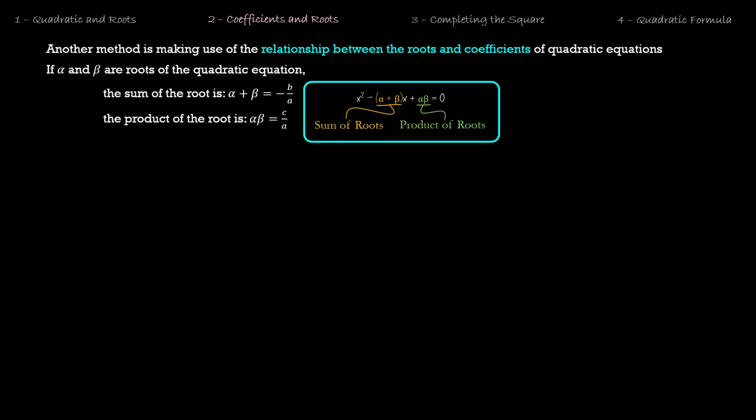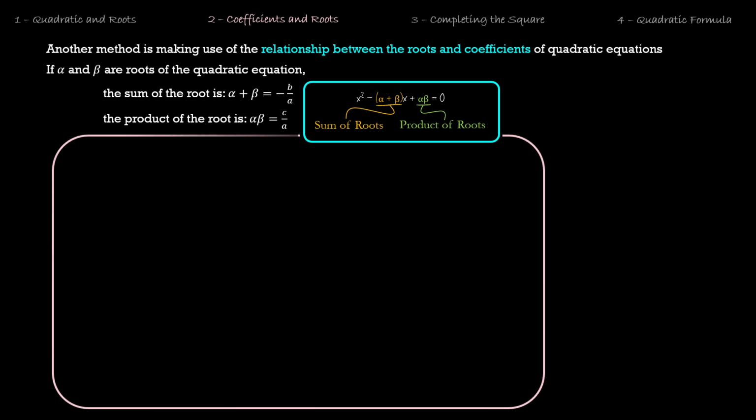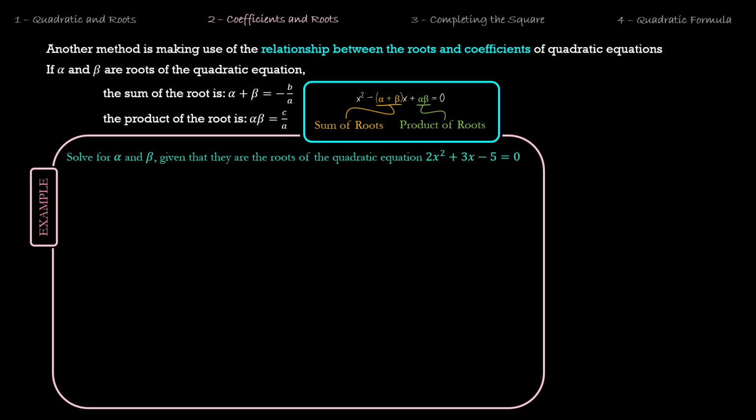Let us take a look at an example. To solve the quadratic equation 2x squared plus 3x minus 5 equals 0, we may use factorization to help us solve. For illustration purposes, let us try to use the sum and product of the roots to help us find the solution. The sum of the roots is negative 3 over 2, while the product of the roots is negative 5 over 2. Using what we learned in the previous lesson, we can make alpha the subject in equation 1.